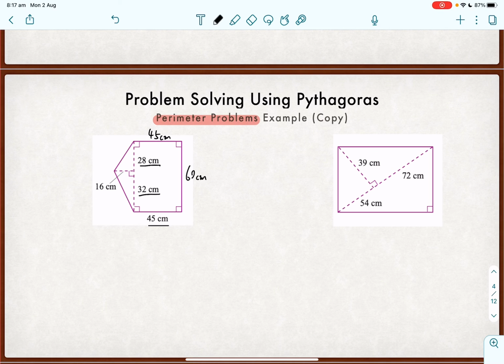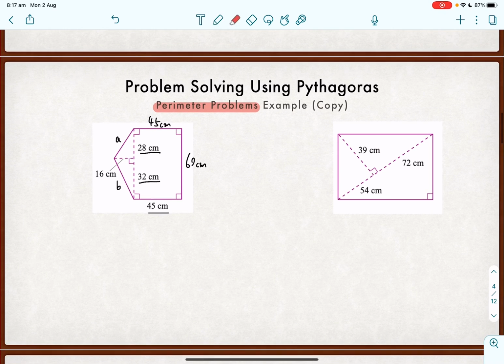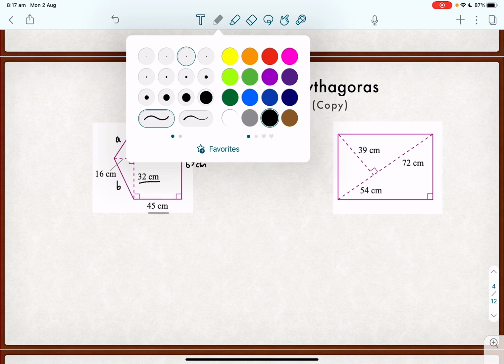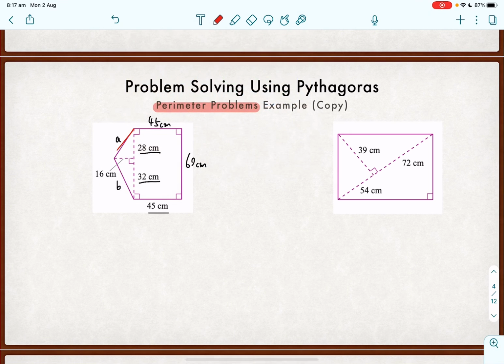We got those ones. We still have two we don't know. Let's say this one's A, this one's B. Do you have all the information to work it out? Yes. Okay, so let's try to draw this triangle first. I'm going to do the right one, this triangle here.